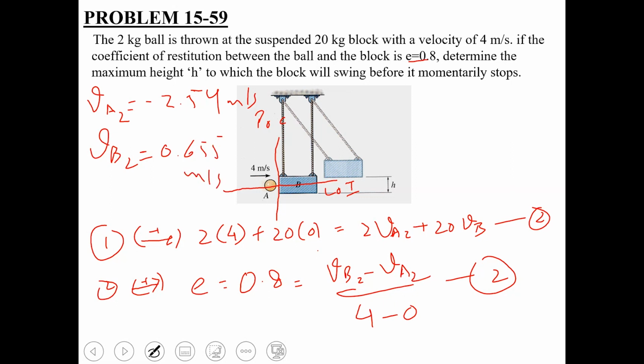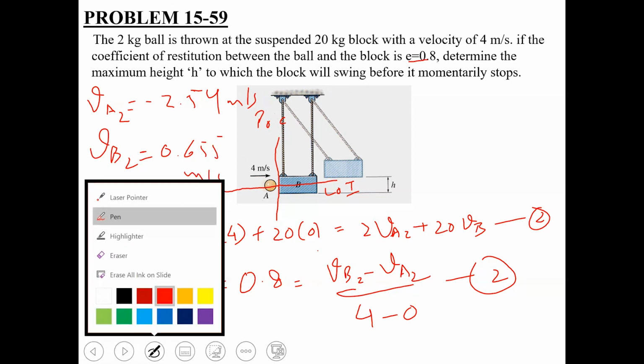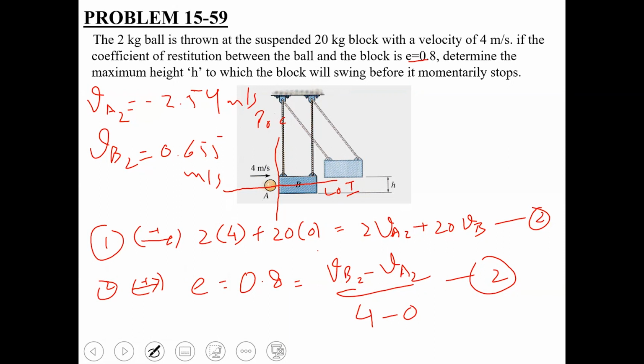whereas the value of VB2 comes out to be 0.655 meters per second. The negative sign of VA2 represents that after the collision block A is going to move towards the left, while the positive sign of VB2 represents that after the collision block B is going to move towards the right with a velocity of 0.655 meters per second. So these are the two steps which you will require for finding the magnitude of these final velocities.